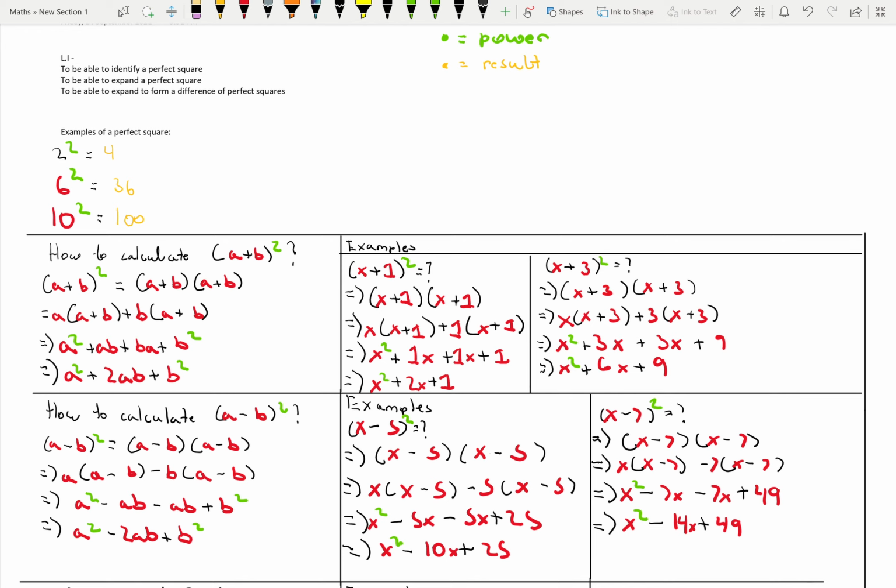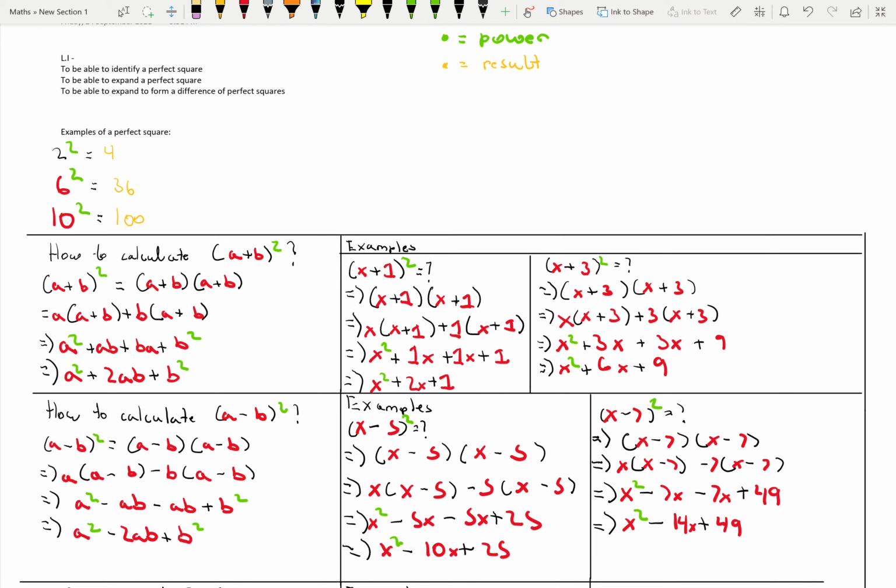In the previous video, we learned about expanding binomial products, and in this video we will be talking about perfect squares and what they are. By the end of it, you should be able to identify what a perfect square is, expand a perfect square, and expand to form a difference of perfect squares.